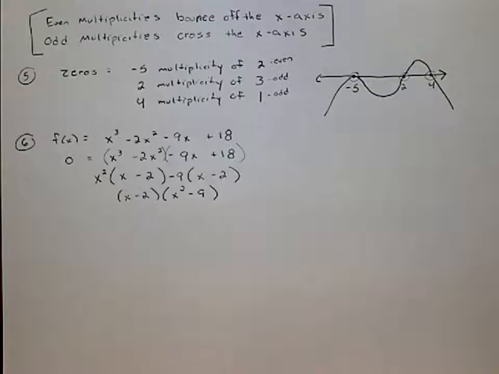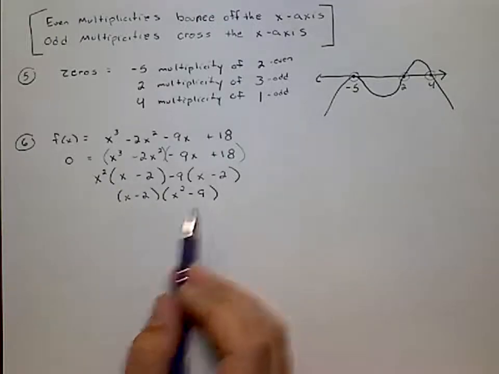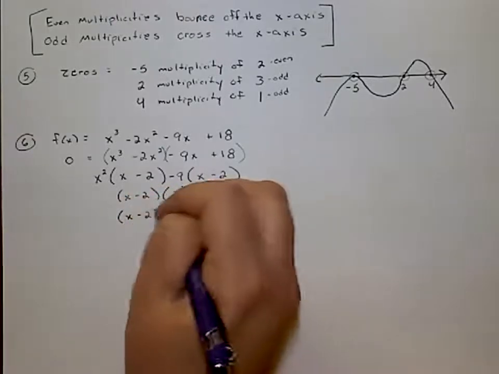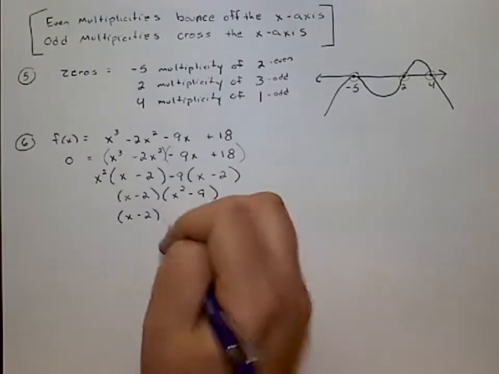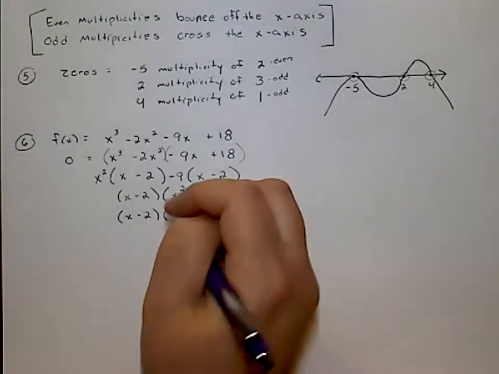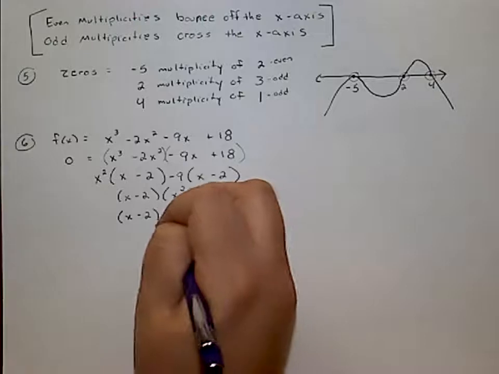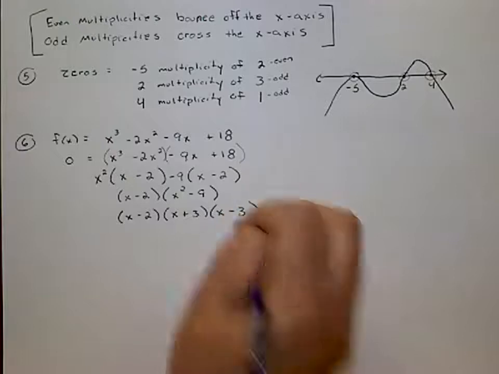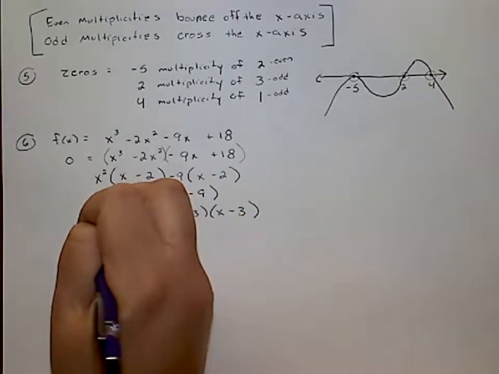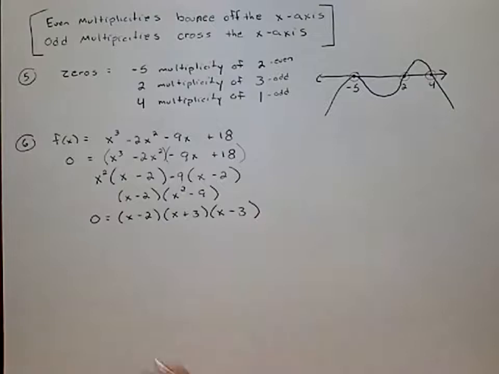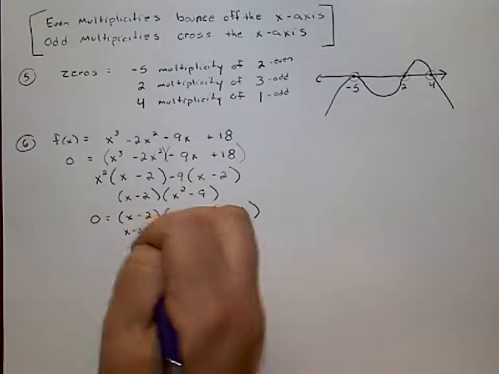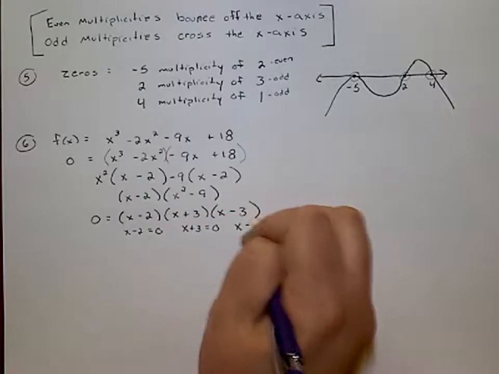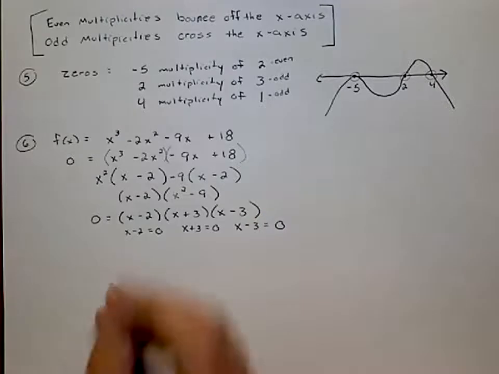Now, that is factored by grouping, but it is not factored completely. X minus 2 is. That's factored completely. But x squared minus 9 is a difference of 2 perfect squares. So x squared minus 9 would become x plus 3 times x minus 3. Okay, so now I have to apply the zero product property to this. What makes x minus 2 0? What makes x plus 3 0? And what makes x minus 3 0?